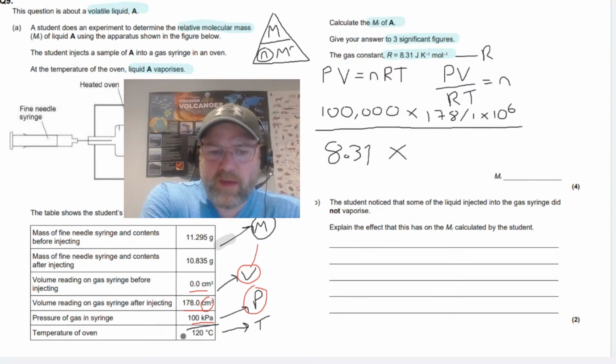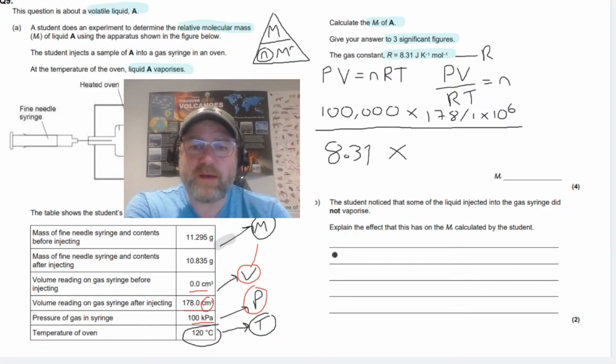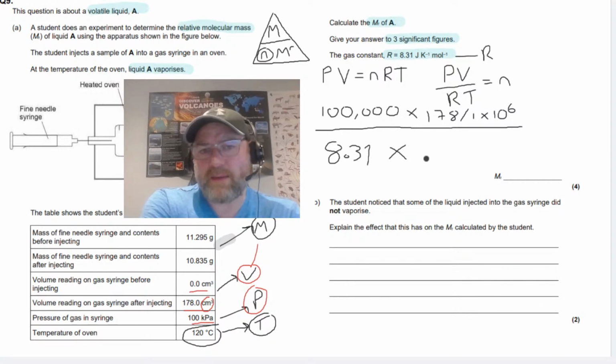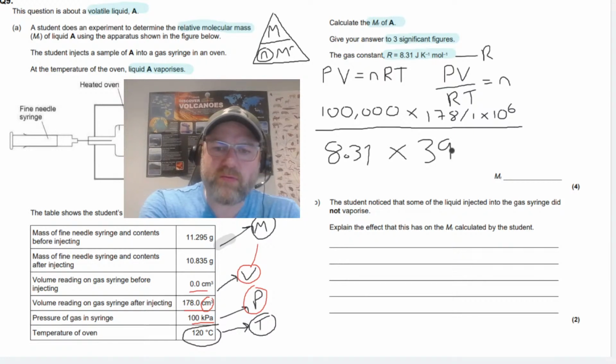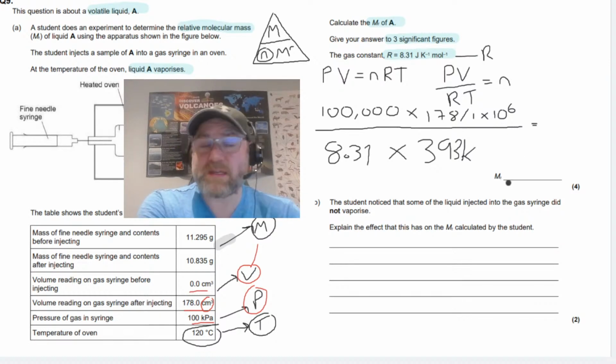Our temperature over here is in degrees Celsius. We need to change that to Kelvin, so it's very important in the equations that chemists use Kelvin. So we're going to add 273. If you add 273 to 120, we're going to get 393 Kelvin. And when we carry out this sum, that's going to give us the moles.